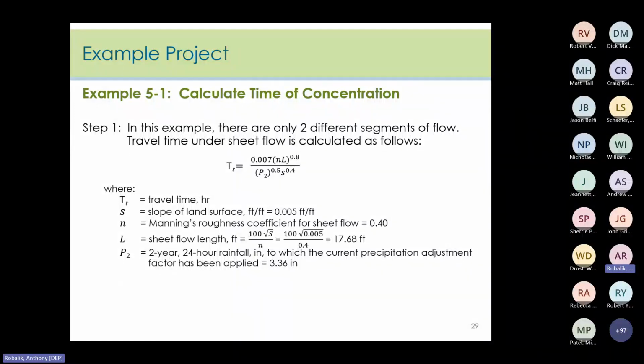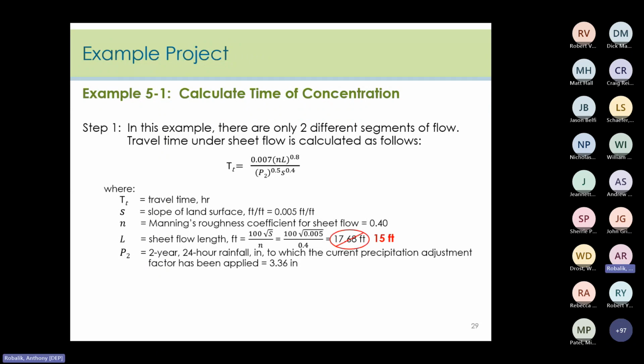So a slope of 0.5% is equal to 0.005 feet per foot. And for woods, Manning's roughness coefficient for sheet flow in New Jersey is 0.4. The sheet flow length is calculated by using the formula for the McCuen-Spiess limitation criterion. That's 17.68 feet. And since this example is asking us to use the current rainfall data, as we previously saw, applying the 2-year design storm current precipitation adjustment factor to the 2-year 24-hour rainfall depth from NOAA results in a P2 of 3.36 inches.